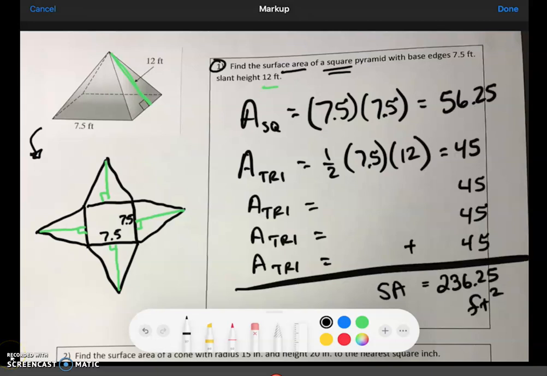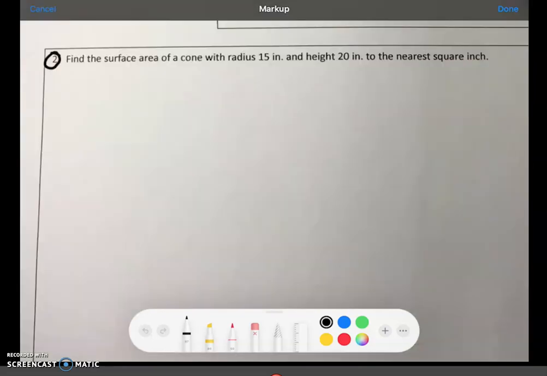And boom, I got all of the calculations done already. So the area of the square, area of one of the triangles, you can simply multiply by 4 because obviously there are 4 triangles here, or I can just go triangle 1, triangle 2, triangle 3, triangle 4. We're going to add them all up, and that would be anything exposed, the surface area, SA, 236.25 feet squared.